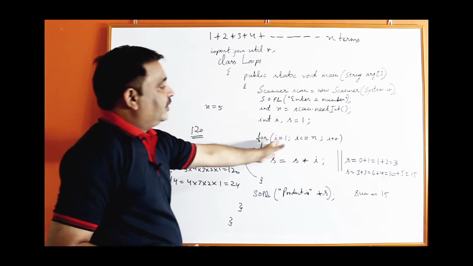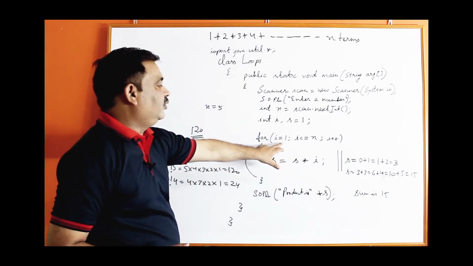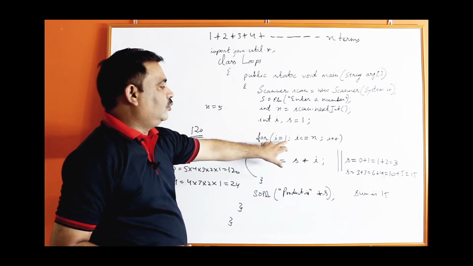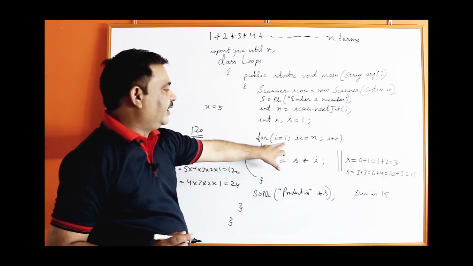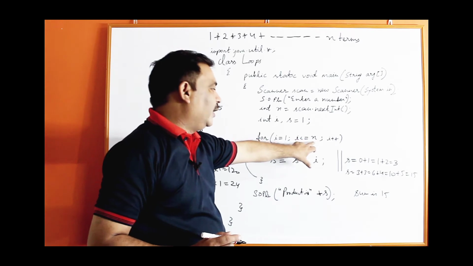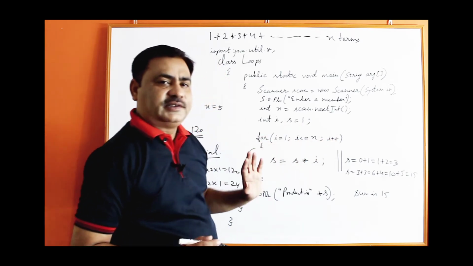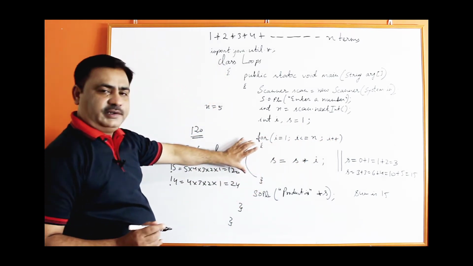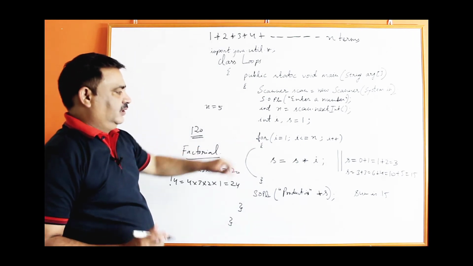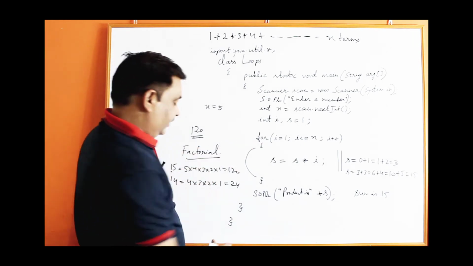You can also make the loop reverse. How will you make the loop reverse? i equal to n, in place of 1 you have to write n, i greater than or equal to 1, i minus minus. You can also make the loop reverse. Let us continue with the next program.